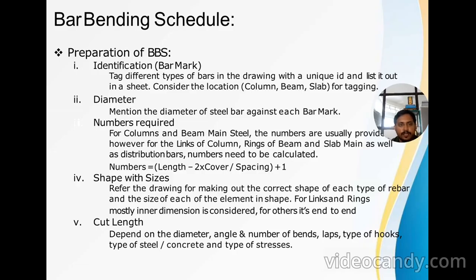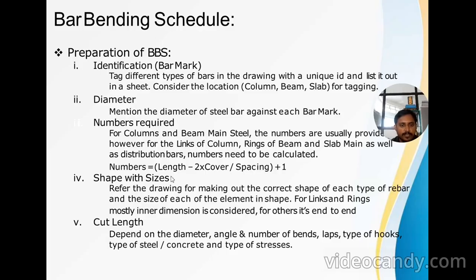Based upon that identification of the bar mark, note the diameter of the steel bar against each bar mark. See how we are calculating the number of bars required. There is a formula given in the slide: length minus 2 into cover, divided by spacing, plus 1. This is the formula for the number of steel bars required for columns and beams. Not only columns and beams, it is also useful for slabs.